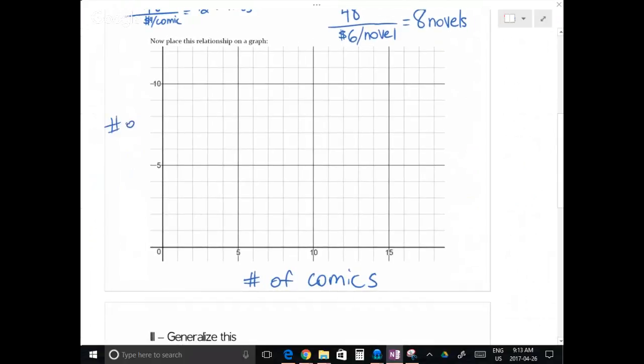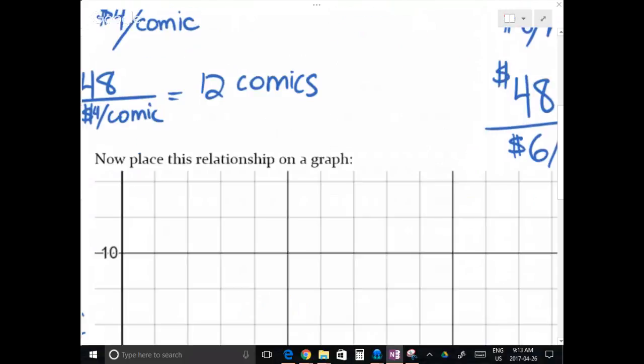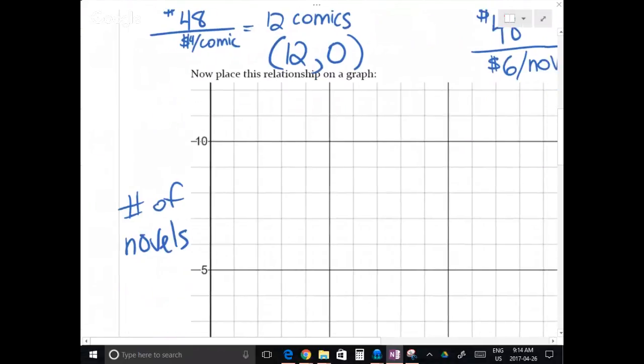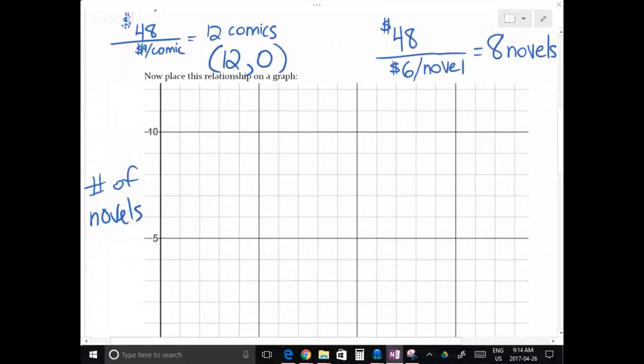Very good. So now, let's look at this. This 12 comics, that really means I bought 12 comics. And how many novels? 0. None. So let's put that on our graph. 12 comics, no novels. Put it on the graph.